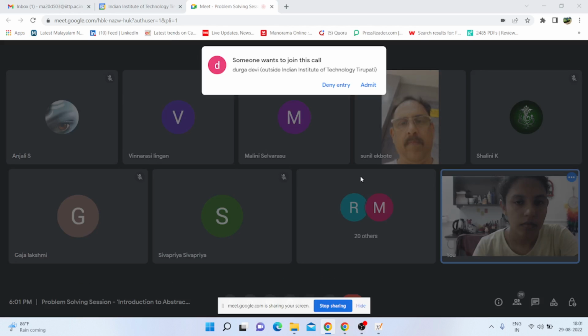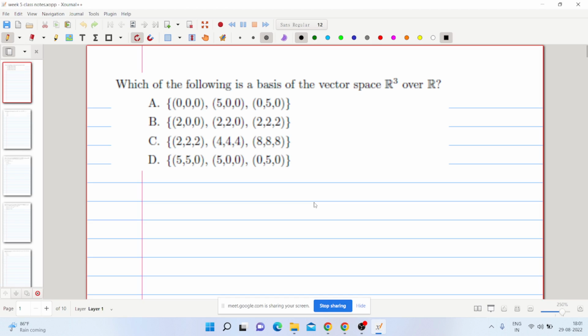Is my screen visible? Is the screen visible? Okay.